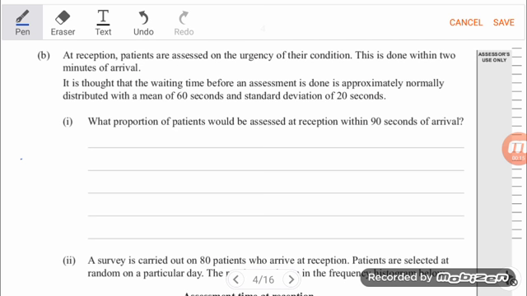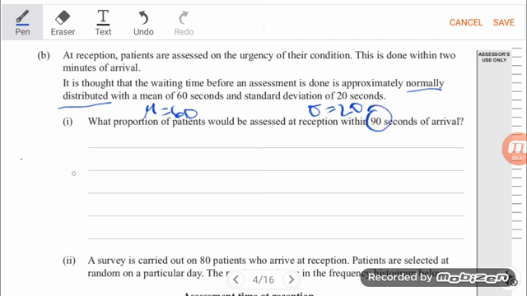At reception, patients are assessed on the urgency of their condition. This is done within 2 minutes of arrival. It is thought that the waiting time before an assessment is done is approximately normally distributed, so we're dealing with a normal distribution curve again, with a mean of 60 seconds and standard deviation of 20 seconds. What proportion of patients would be assessed at reception within 90 seconds of arrival?